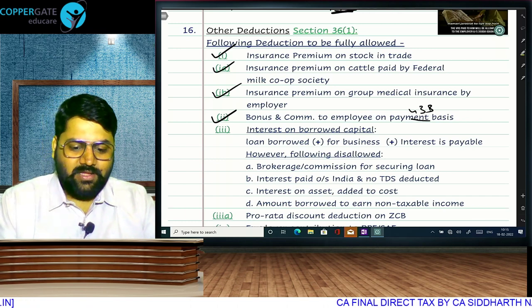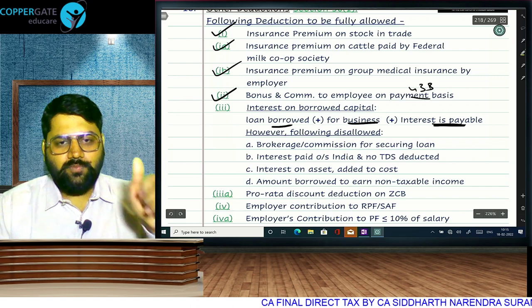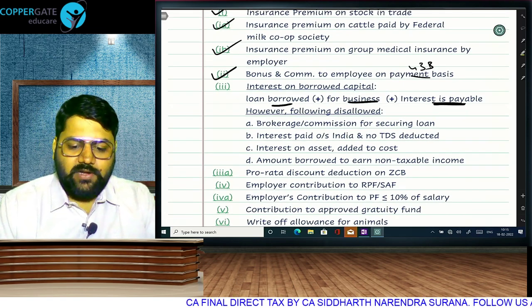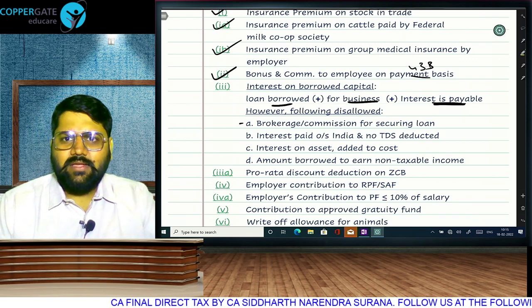We know what is 43B. Interest on loan borrowed and used for business, and interest is payable: then allowed as a deduction. But the following will not be allowed. Brokerage and commission for securing loan may not be allowed here, but you can take it in 37(1).